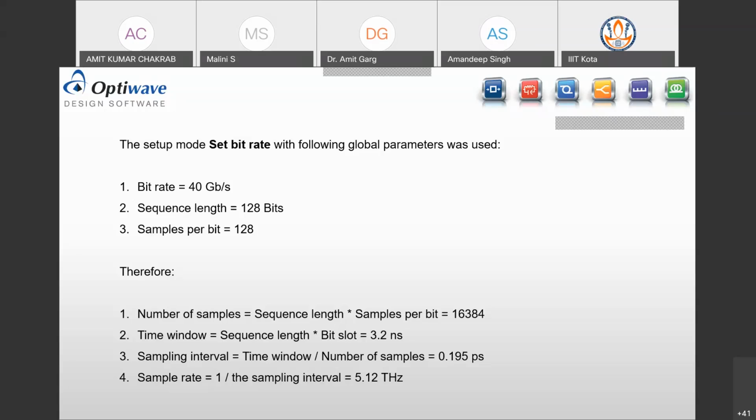Now the number of samples, this is a technical configuration which runs for the simulation purpose of these layouts. The number of samples is equal to sequence length times samples per bit, which is 16384. Time window 3.2 nanoseconds, sampling interval 0.195 picoseconds, sample rate 5.12 terahertz. These parameters should be fed into the global parameters of this layout, and then you can start placing your components.